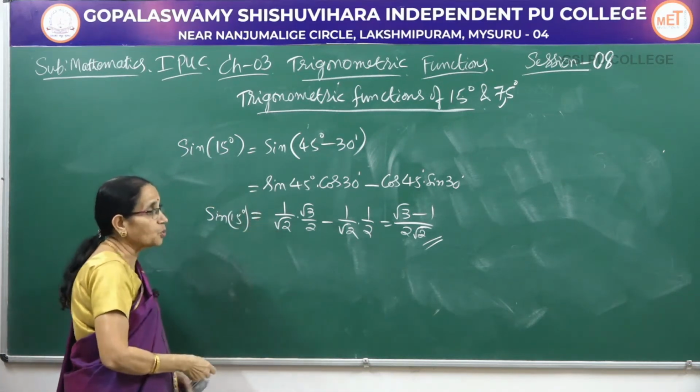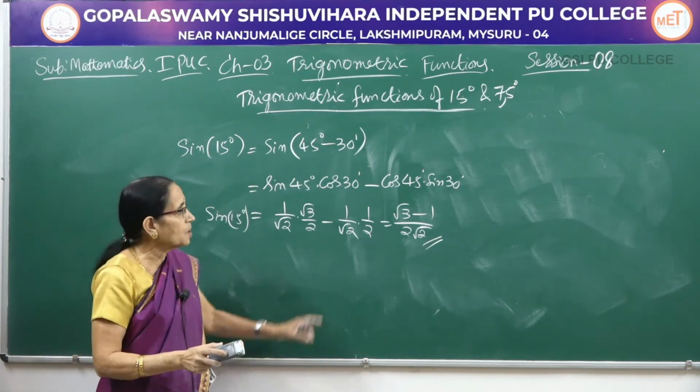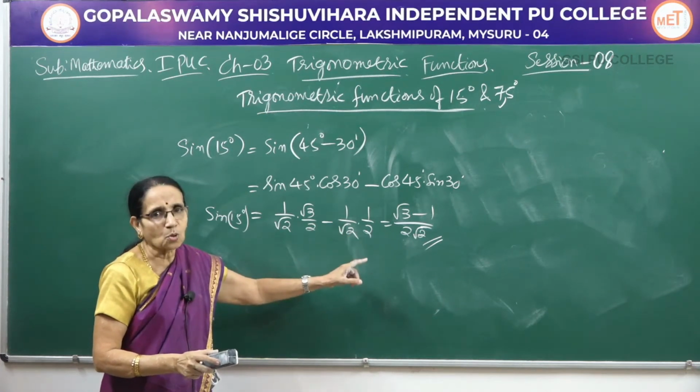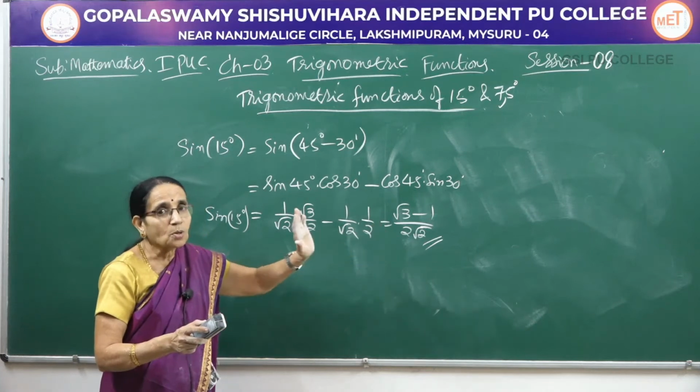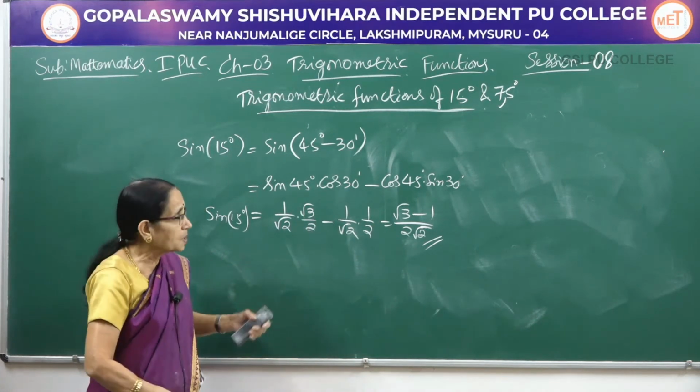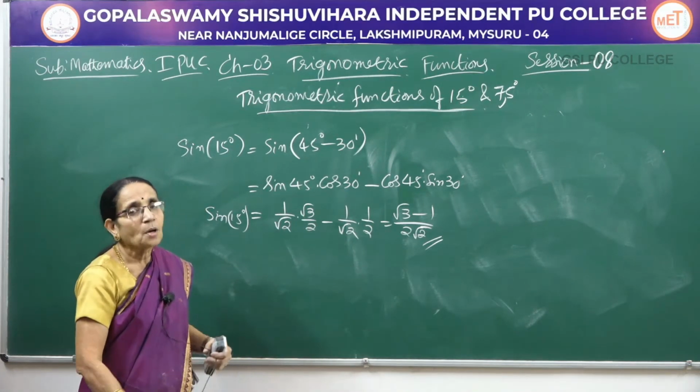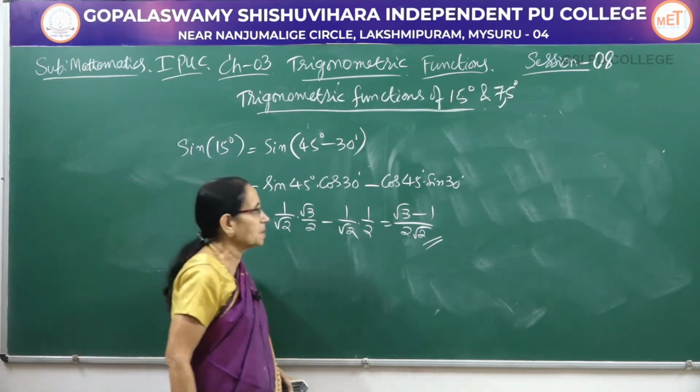See, don't get confused here. Sin 75 was root 3 plus 1 by 2 root 2, but cos 75 had the same value here. So don't get confused about this one, because these are also standard values. You are supposed to remember them.